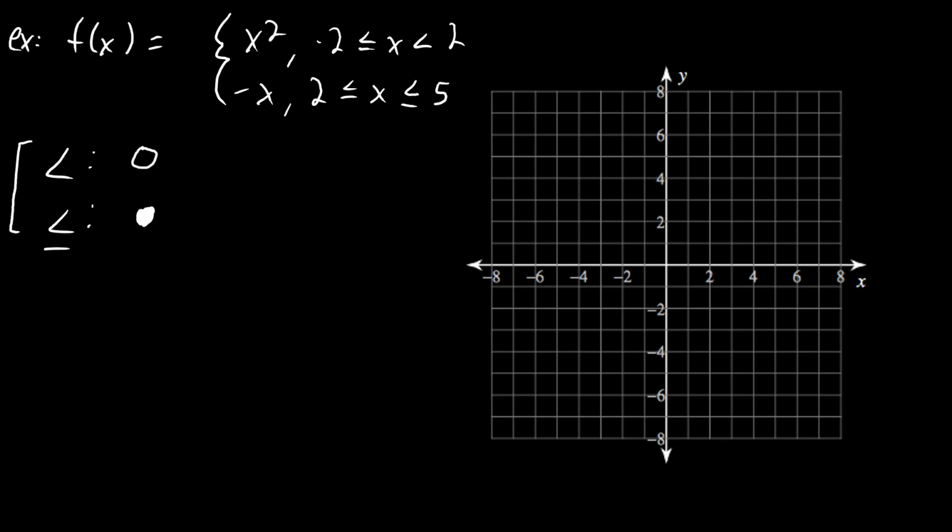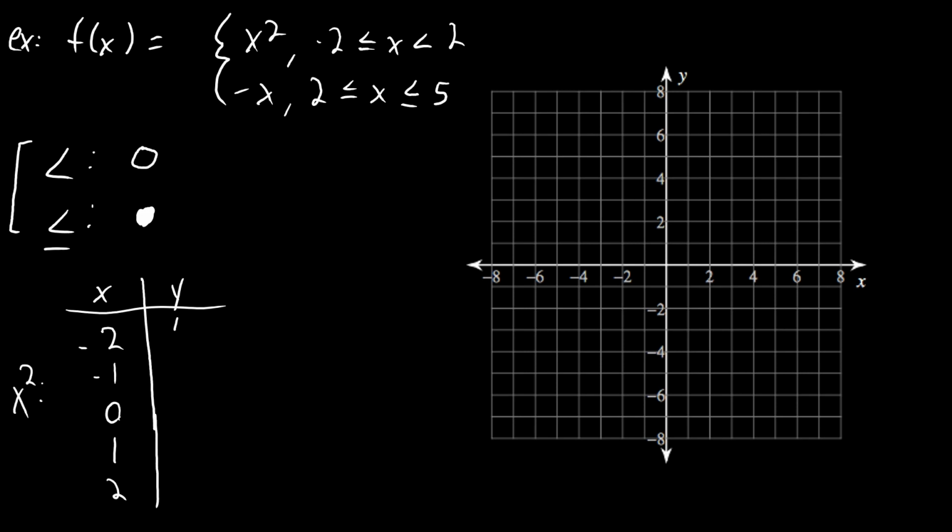Okay, so we're going to have x squared from negative 2 to 2. If you don't know what those values are, let's just make a data table here. And this is for x squared. Okay, so let's plug these values in. We're going to have 4, 1, 0, 1, and 4. Okay, let's plot these values on our graph here. Okay, negative 2, 4, negative 1, 1, 1, 1, 2, 4.